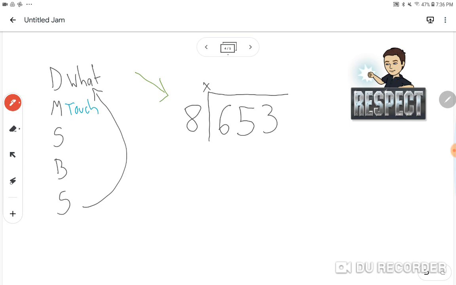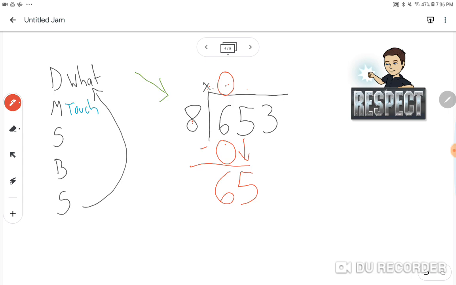Okay, last one. First question. What times 8 equals 6? Or how many 8's go into 6? That's right. Another 0. Touch it. 0 times 8 is 0. We subtract and get 6. Bring down only one number at a time. That would be a 5. And we start over. How many 8's are in 65?